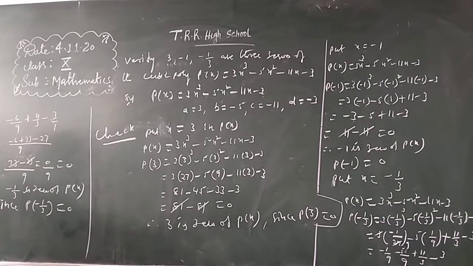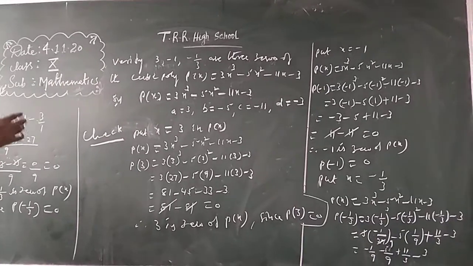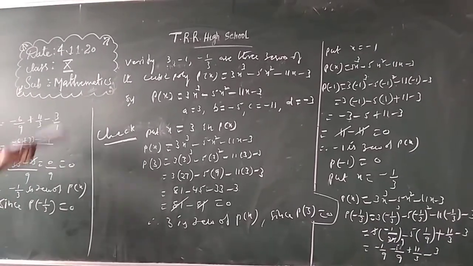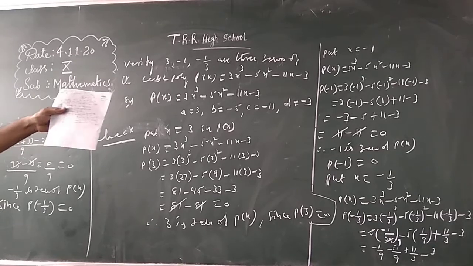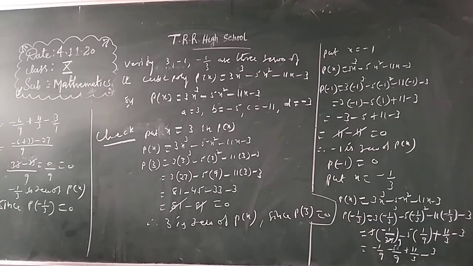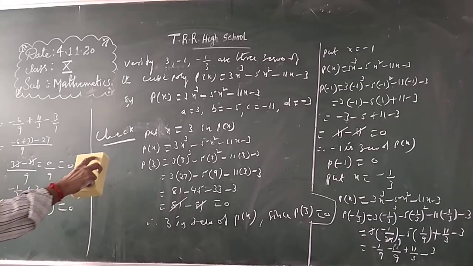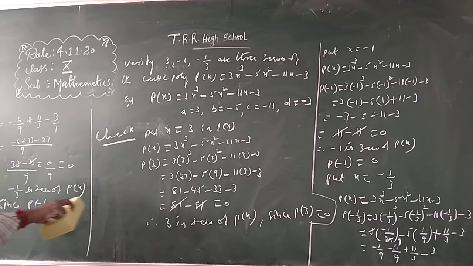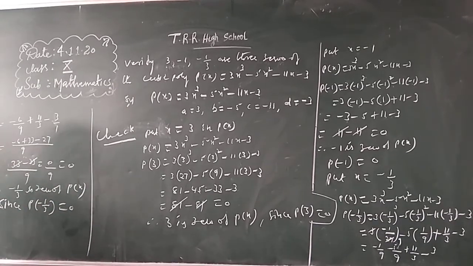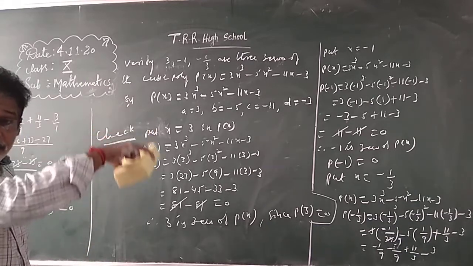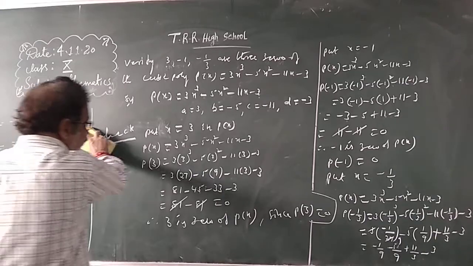The second part is there. What we have to verify: we have already verified they are the zeros. Now we have to find out the relation between zeros and coefficients. That is the second part now. I hope you understood. So I am going to erase this. I hope you copied this. Now I erase. Now I will check the relation between zeros and coefficients.